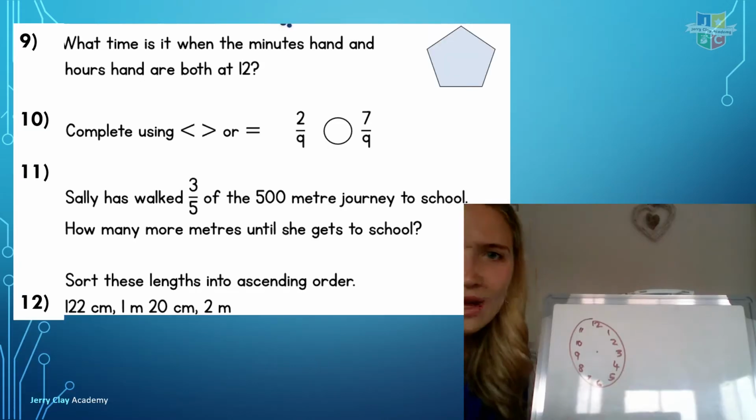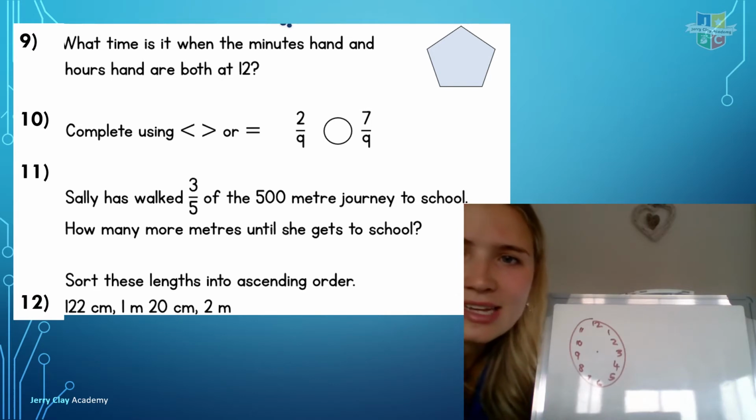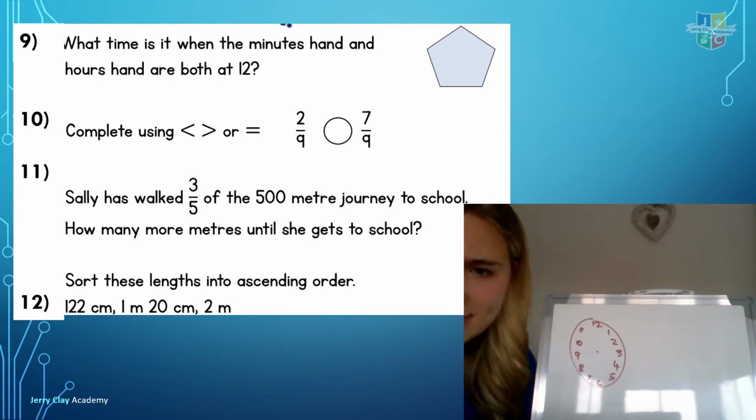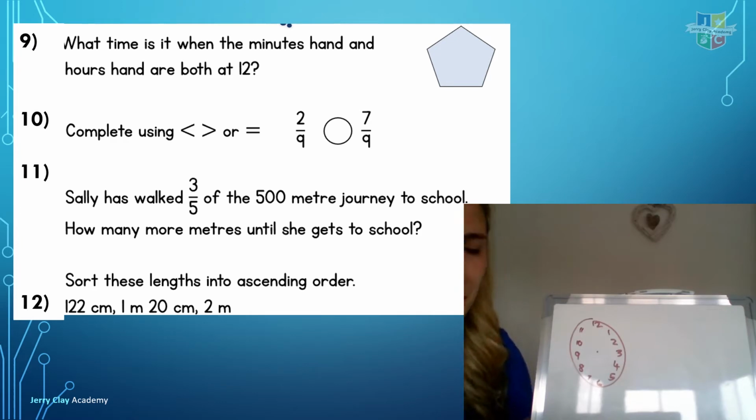Okay, so you should have counted the number of sides. It's a 2D shape and it has got 1, 2, 3, 4, 5 sides, so it's a pentagon.